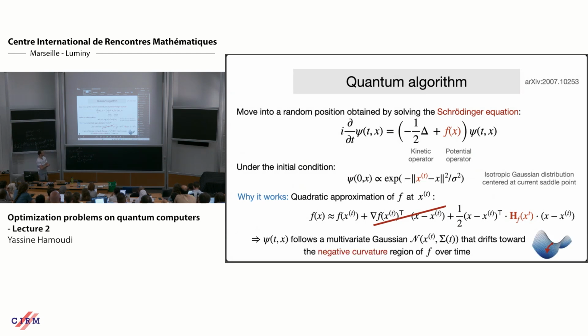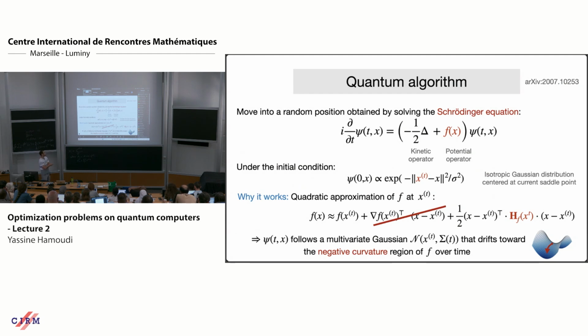Now what can be shown is that psi tx, if you make it evolve according to a quadratic function, as is the case when you use the Hessian, then after a time t, it will still follow a Gaussian distribution, like multivariate Gaussian over d dimension. However, it's not going to be isotropic anymore.